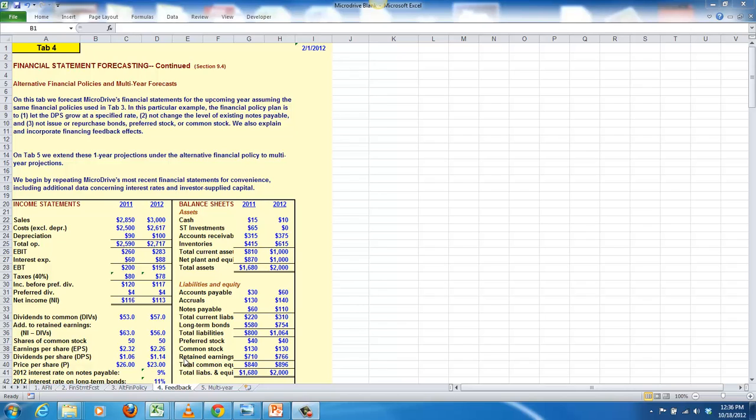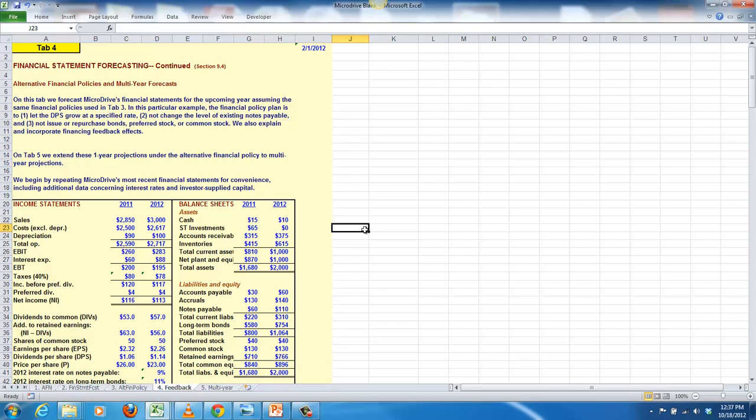Alright, well this is the fourth taped lesson that I have for the Microdrive forecast, and you're going to notice a lot of similarities between tab 4 down here for feedback and tab 3, the alternative financing policy. The difference between the two is that in this one we incorporate the financing feedback of increasing our line of credit, which as a result increases our interest expense, which decreases our addition to retained earnings, and then increases our additional funds needed.